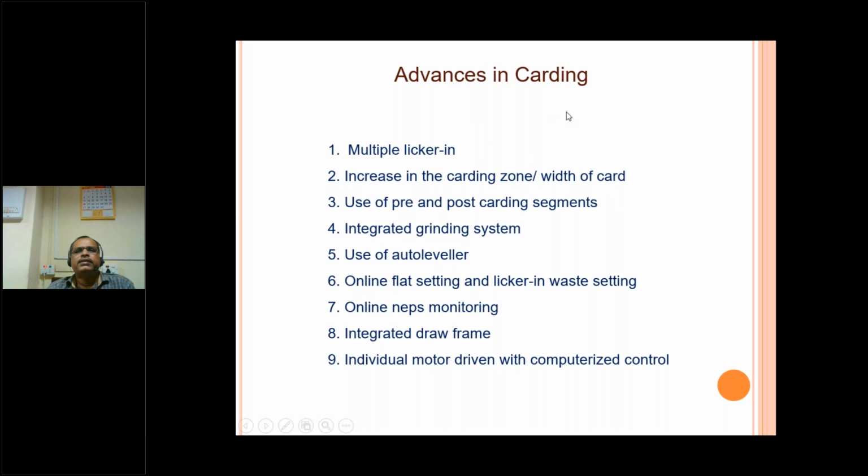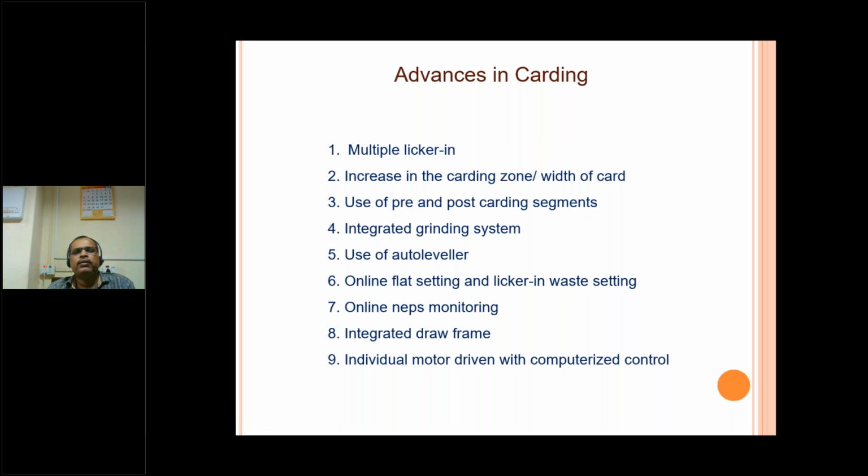Then what are the advances in the carding? This is use of multiple Lickerins in place of a single one. Increase in the carding zone with the width of the card. The card width has been increased, and the carding zone also has been increased by increasing the number of flats in the action. Use of pre and post carding segments. So after this flat and cylinder zone, there are two zones, pre and post carding segments.